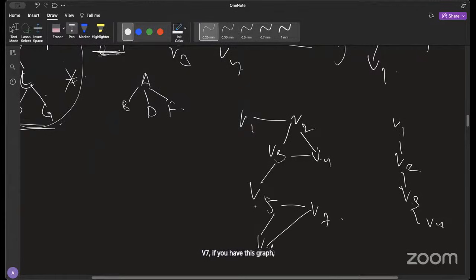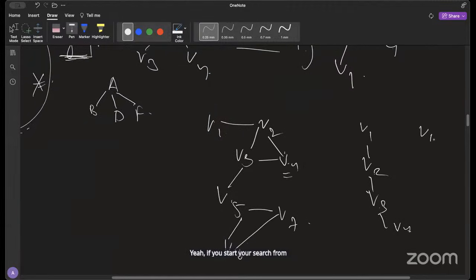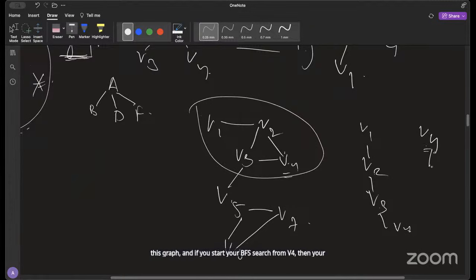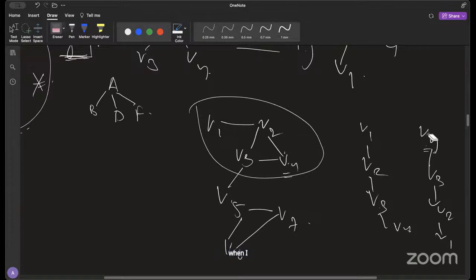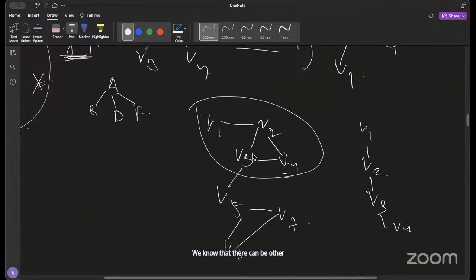Ma'am, what was the last sentence you said? If we go in the reverse order, like V1, V2, V3, V4, and you start your DFS search from V4, then your DFS tree would be V4, V3, V2, and V1, right? In this order, in the reverse order. It's not necessarily V1, V2, V3, V4. It could be V4, V2, V1 too, right? When I mention something, it's obviously one of the options. We know that there can be other options too.